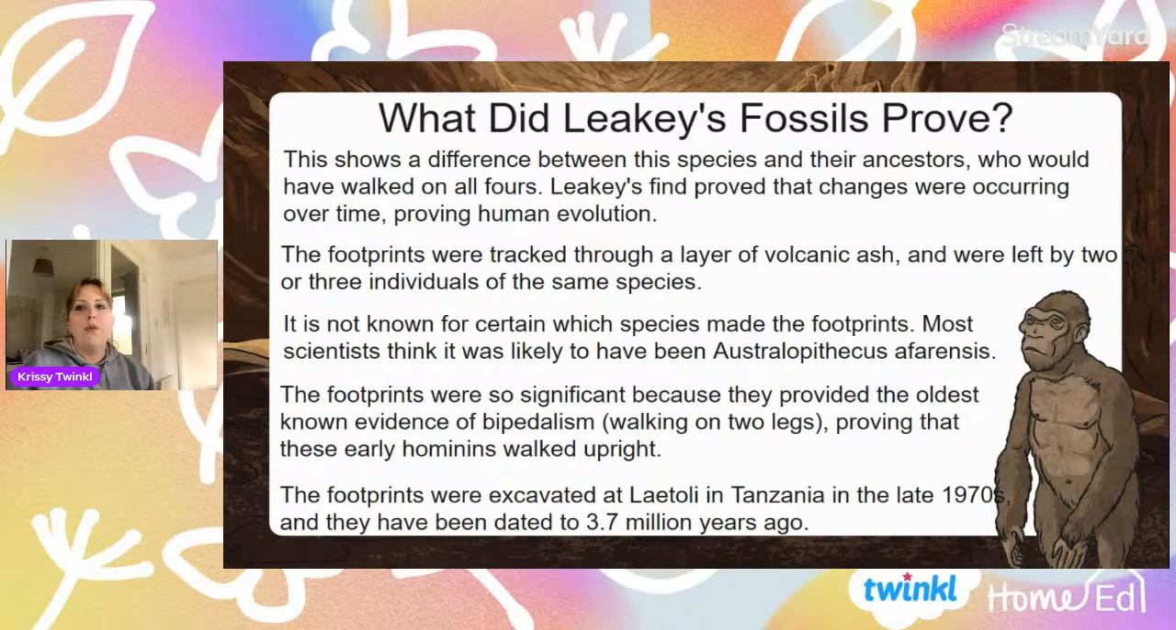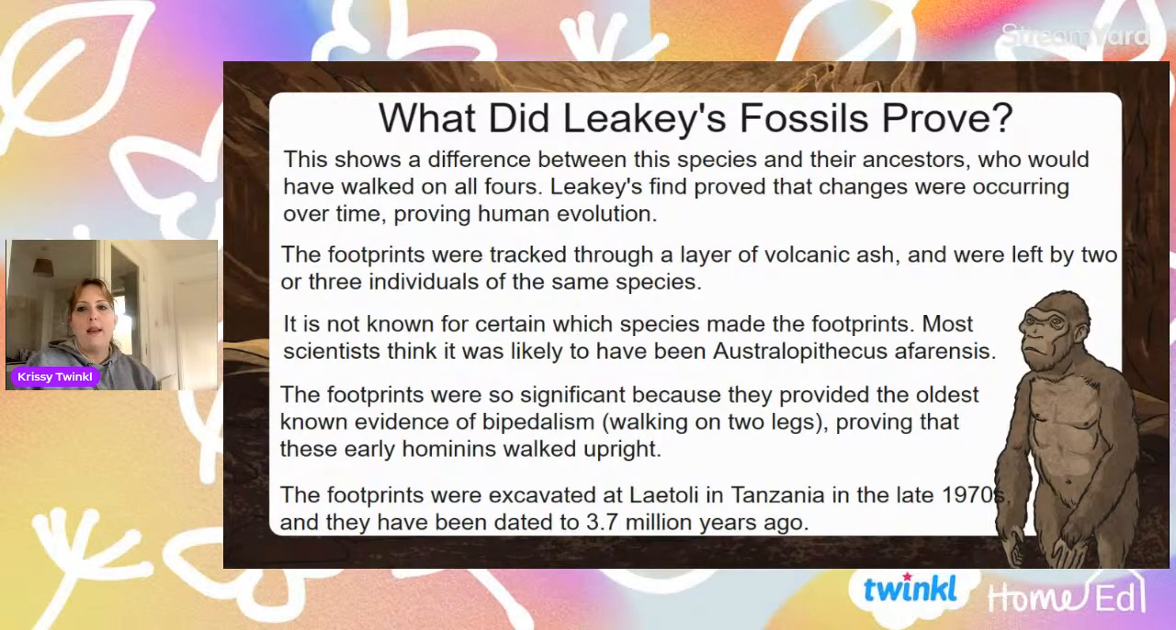So the footprints were tracked through a layer of volcanic ash, and they believe that there were at least two, potentially three, of the same species. Now, we don't know which species they were, but the theory is that it was the Australopithecus. But this is one of the most significant finds of human evolution, because it proved that eventually we moved from walking on four limbs to walking on two. So it proved that at some point early hominins started to walk upright. It's known as bipedalism, if you want the posh word, but it basically means that you walk on two legs.